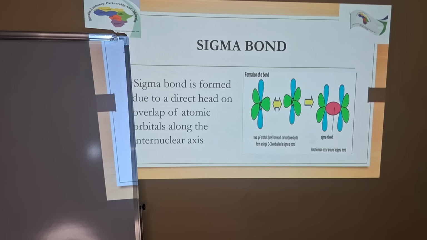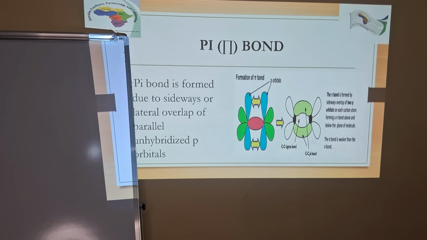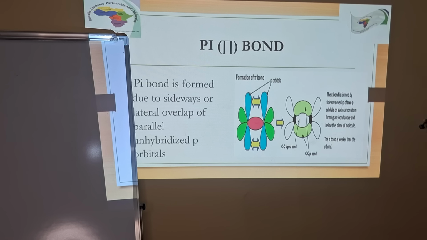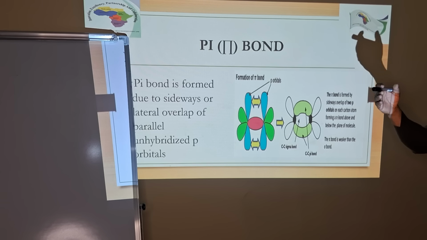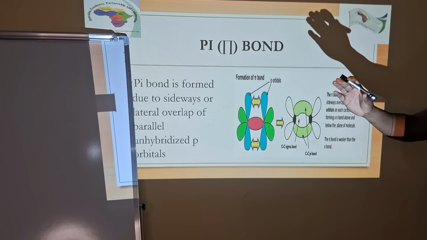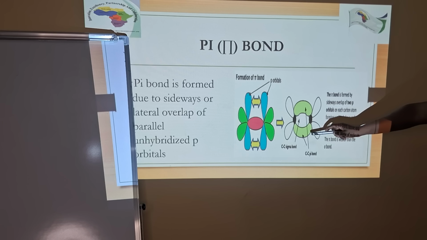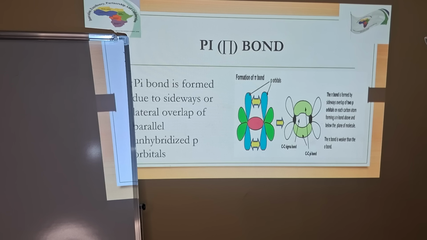There is also what we call a pi bond. Generally, a pi bond is formed by the sideways or lateral overlap, or the parallel overlap, of unhybridized p orbitals. The diagrammatic structure here represents a what? A pi bond.